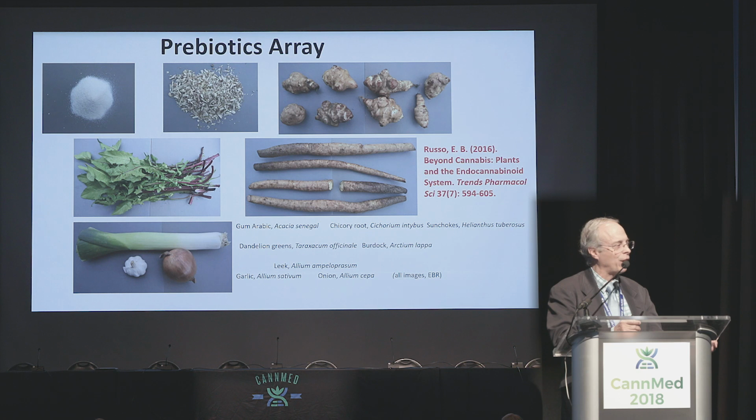Again, how do we change the way things are and this destiny that our diet has seemed to impose upon us? Well, in this prebiotic array, you see some vegetative matter that may be quite unfamiliar to you, starting with acacia fiber in the upper left, chicory root, sometimes used as a coffee substitute, sunchokes, otherwise known as Jerusalem artichokes, then dandelion greens, burdock, and then the more familiar Alliaceae, your onions, leeks, and garlic. All of these feed the beneficial bacteria in the gut.